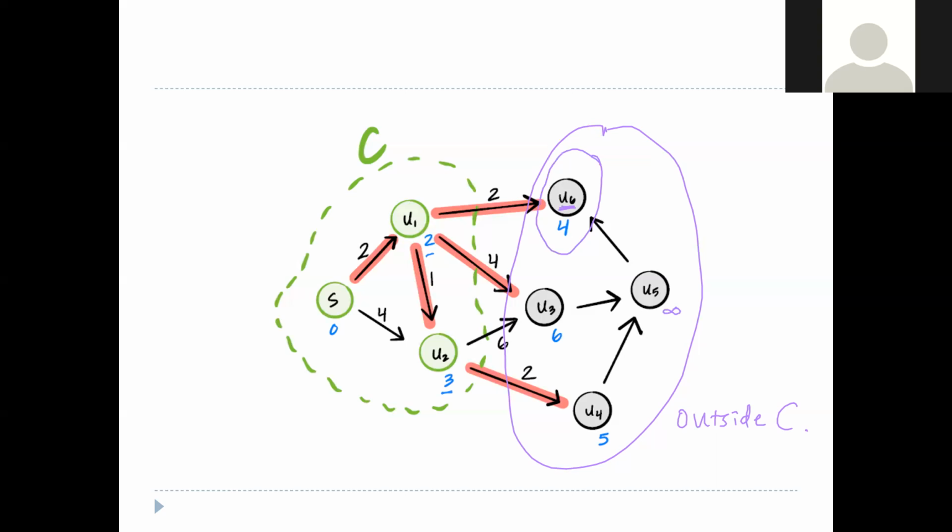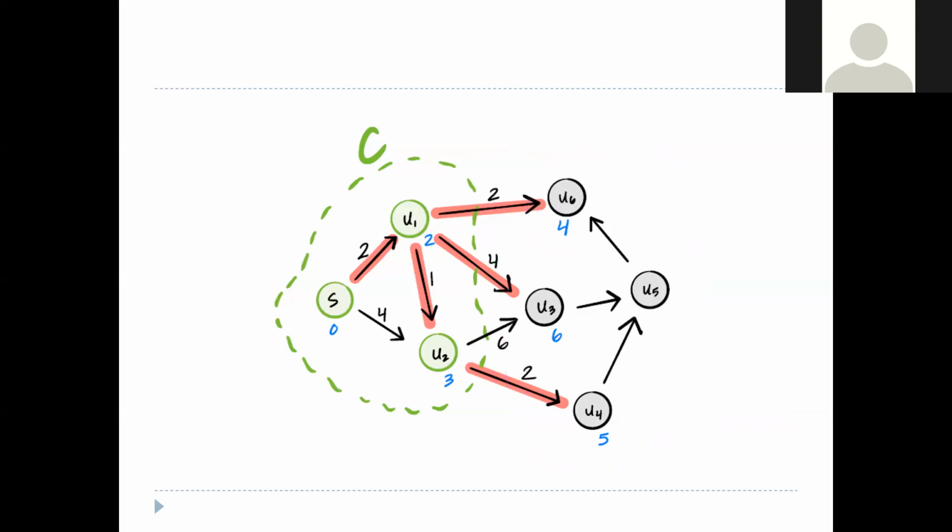So now this is my set C. From here, I'm going to explore U6 and update the shortest path distance estimate for other nodes. And I repeat. Every time, I pick the next one with the smallest estimate, include it into C, explore that node, and update the estimates to other nodes. And repeat. That's the idea of the algorithm. Starting from S, we gradually grow the set of nodes whose distance we can reach correctly.